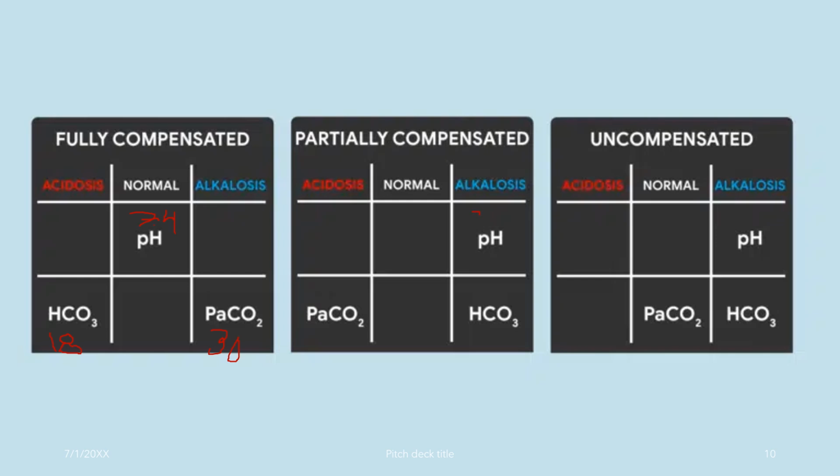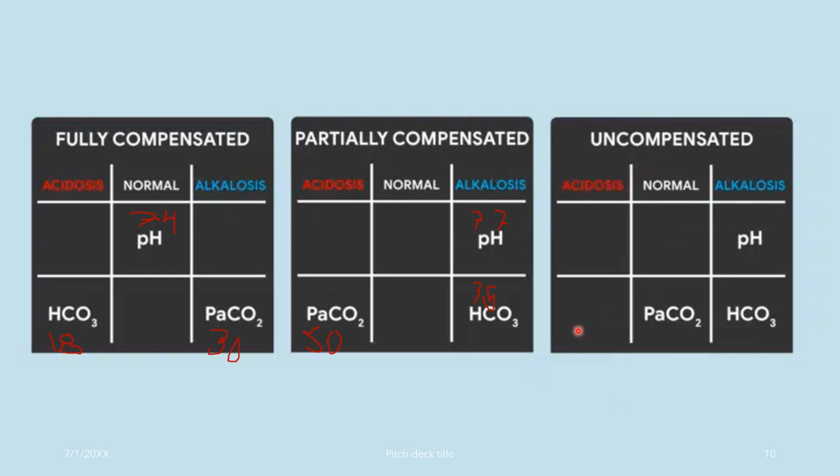Say our pH is 7.7, and our bicarb is 35, and our CO2 is 50. So this is a partially compensated metabolic alkalosis, because these are in the same line, with our lungs trying to compensate. They just haven't compensated completely yet because our pH is still abnormal.